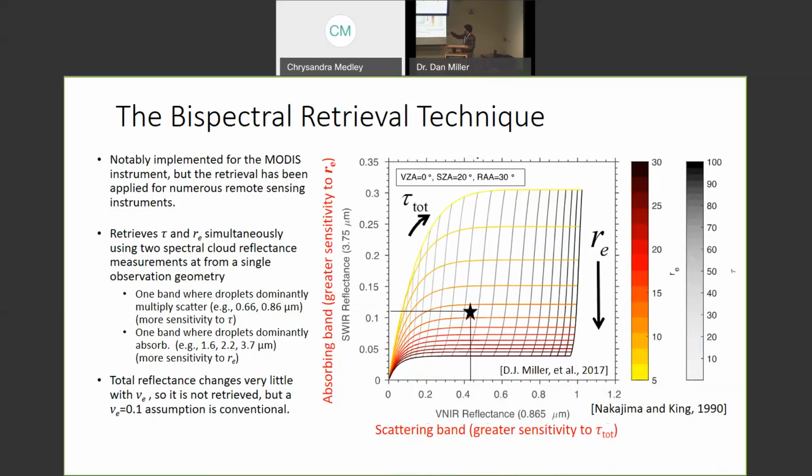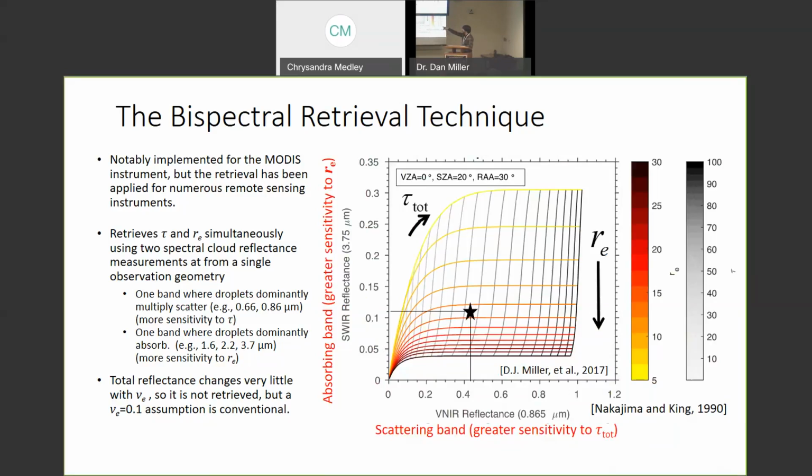The basic premise of the approach is that it's a lookup table. So I've got these curves. These curves are calculated beforehand, and I've got a measurement of reflectance in two different bands, and they meet at that point in the star. And if you look at the colors of the lines, as you increase absorption in the SWIR band, you increase the droplet size because they're larger, so they're absorbing more. Or as you increase the near visible reflectance, you increase the cloud optical thickness because it's brighter, scattering more.